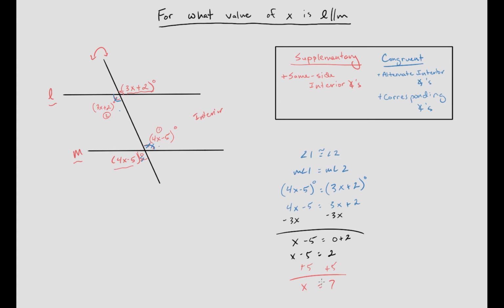So what I'm going to do is plug that back into the diagram here and confirm that all of these angles are supposed to be congruent to each other. And let's just confirm that that's true. Great. That's 23 degrees. I know that these are congruent as well. So everything's congruent. I can feel confident that the solution to the question, for what value of x is L parallel to M? Well, if x is equal to 7, then I know that the alternate interior angles are congruent to each other, and therefore that L is parallel to M.